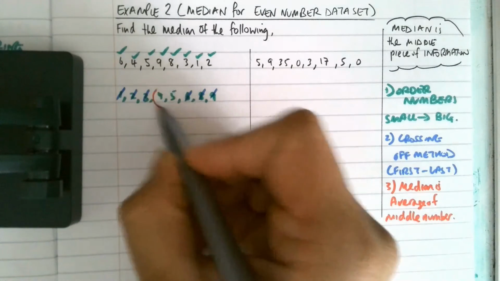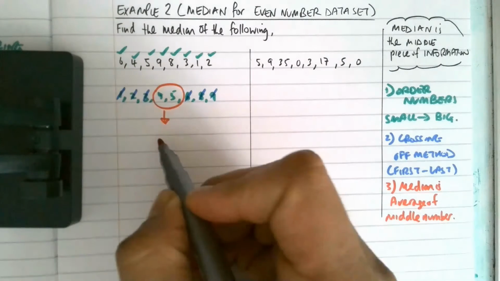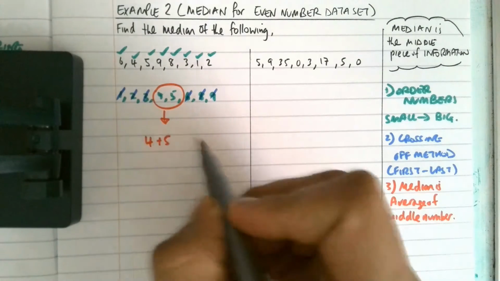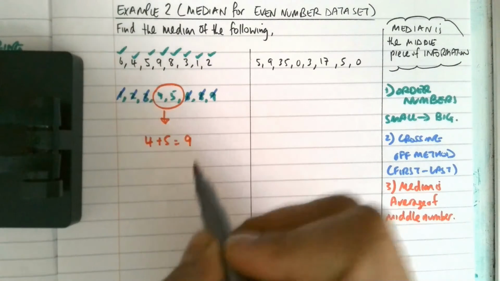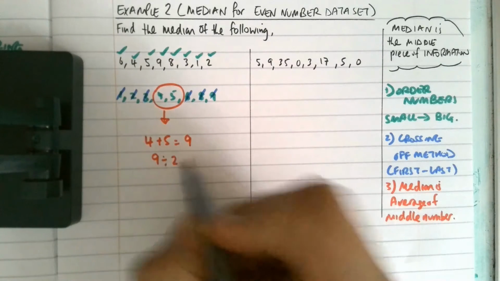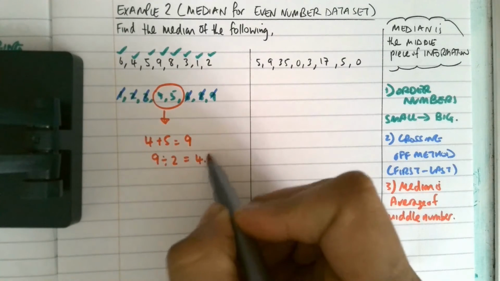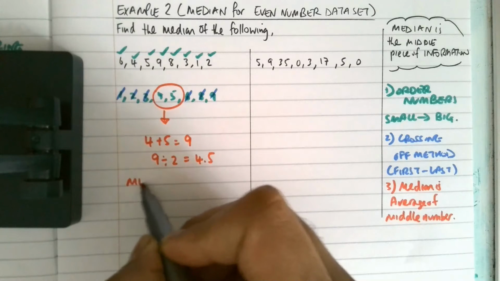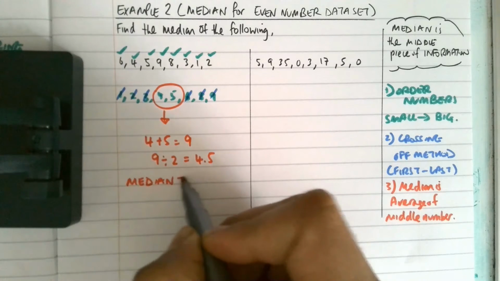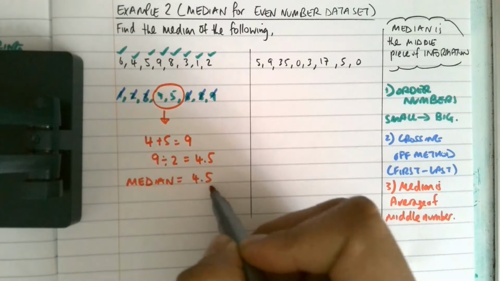So the average of 4 and 5, the mean of 4 and 5, you add them, so you get 9, and then you half them, which is 4.5. The average of 4 and 5 is going to be 4.5. So you add them and you half them, so the median is 4.5.